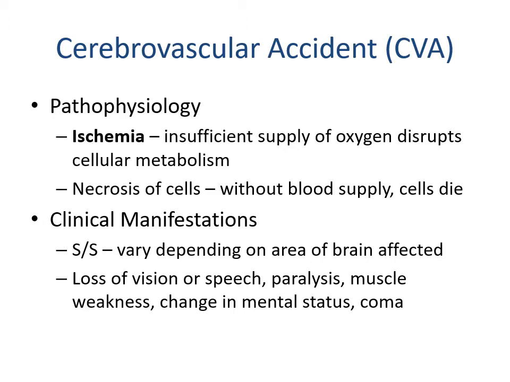So the clinical manifestations, again, the signs and symptoms vary depending on the area of the brain affected. So this goes back to the first few slides when we were taking a look at those cranial nerves and those different lobes of the brain. Depending on where the stroke occurs, we may see loss of vision or speech, paralysis, muscle weakness, change in mental status, or coma.